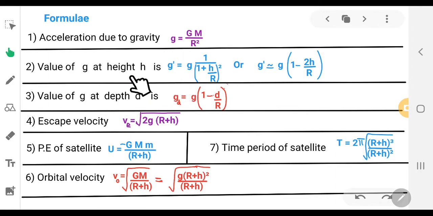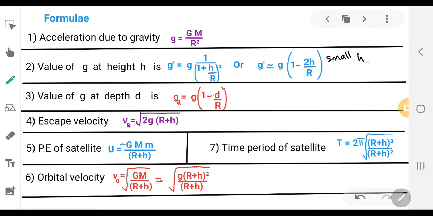Then the value of g at height: if we are calculating the acceleration due to gravity at some height above the earth's surface, then g dash is equal to g into 1 upon (1 plus h by R) the whole square, or g dash is equal to, this is for small heights.